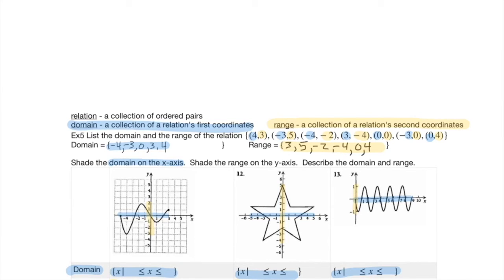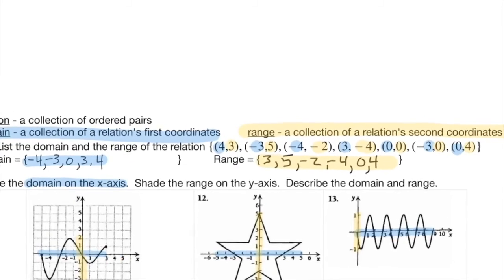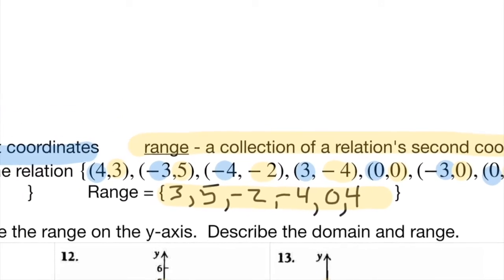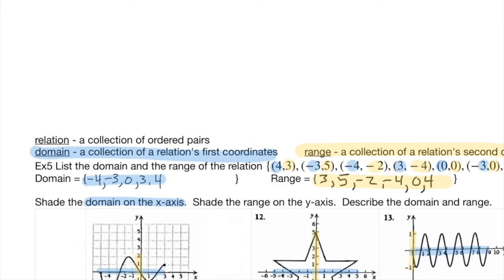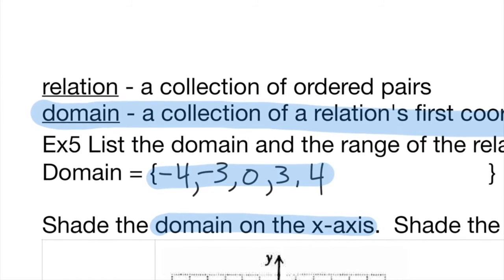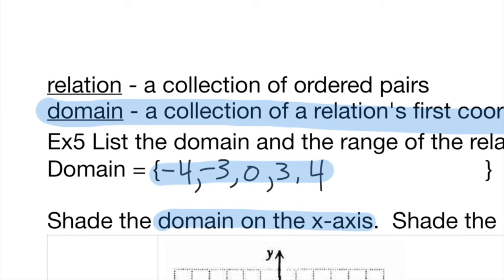I'm going to use blue and yellow to color code the rest of this section. Every time you see blue, that means it's an element in the domain, or it has to do with the domain, and yellow has to do with the range. So you can see here 4 and 3, domain, range, domain, range, domain, range. I've collected all the y values here in the range and all the x values here in the domain.